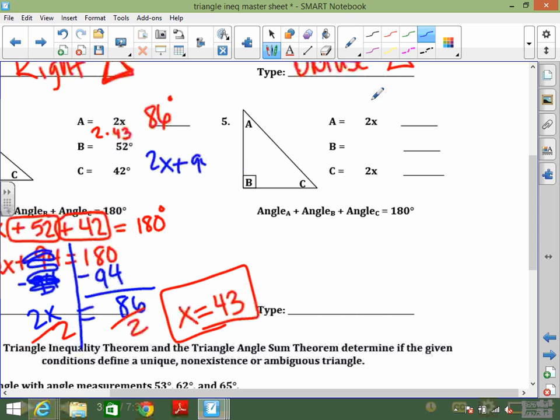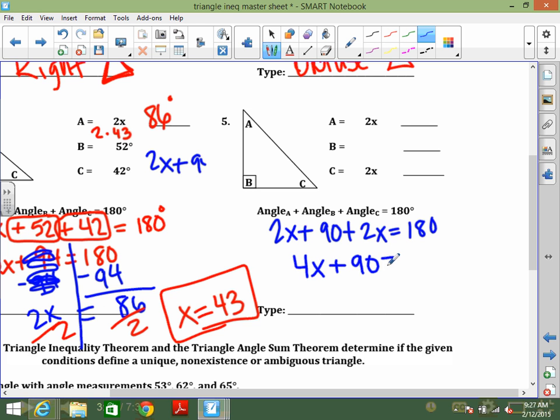All right, number 5. Angle A is what? Plus angle B is, what's angle B? 90. Plus angle C is equals 180. Okay, now what do we do? Combine like terms, so 2x plus 2x gives us 4x plus 90 equals 180. Okay, so what's next?